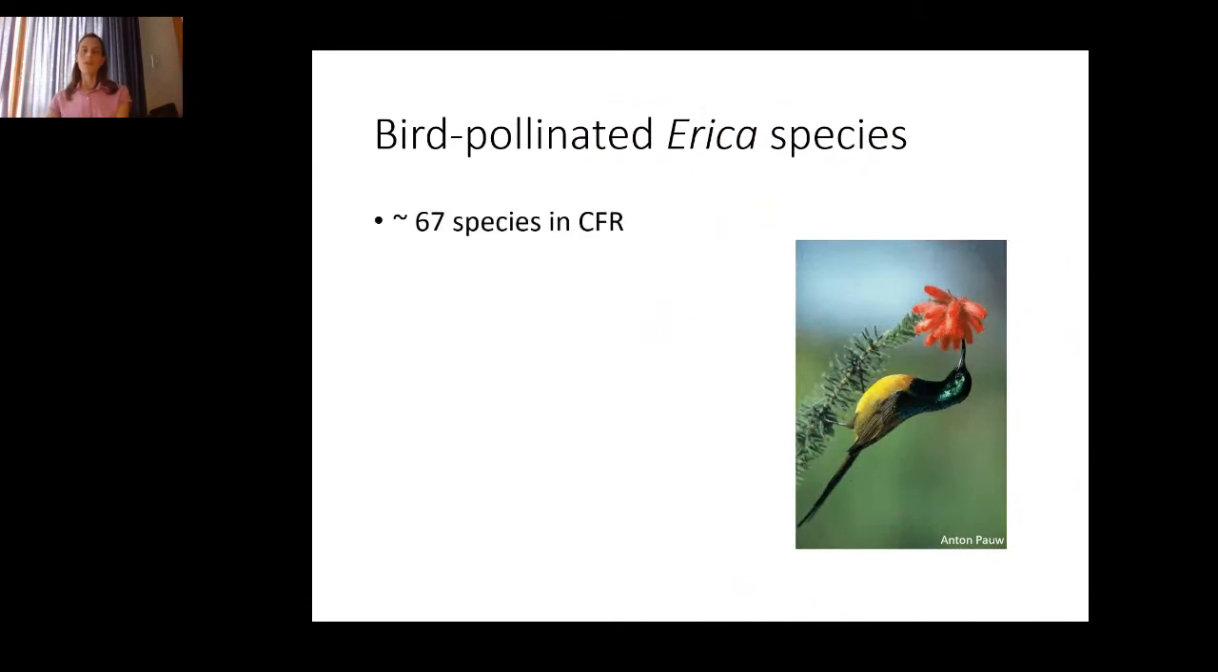There are about 67 species of ericas that have been formally classified as bird-pollinated based on the shape of the flowers as well as their nectar properties. But all of these species are predominantly pollinated by the orange-breasted sunbird, which you can see in this photo here. At least in the southwestern Cape, this pollinator is dominant.